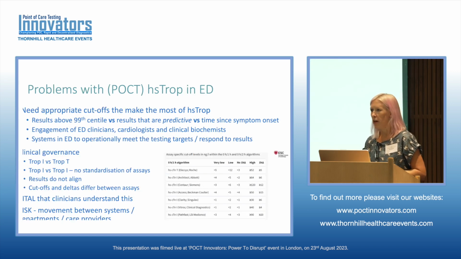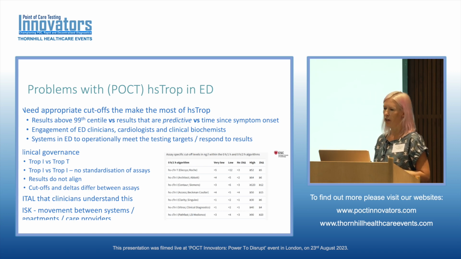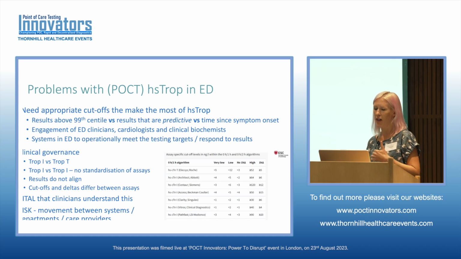So lots of problems with high sense troponin and point of care high sense troponin. You need appropriate cut-offs to make the most of it. In the initial implementation of high sense troponin, we were looking at results above the 99th centile, whereas now we're looking more at results that are predictive of going above the 99th centile. And then that's got to be considered in terms of time since that patient presented, from when that patient's chest pain came on to when they actually present and when they have that first test.